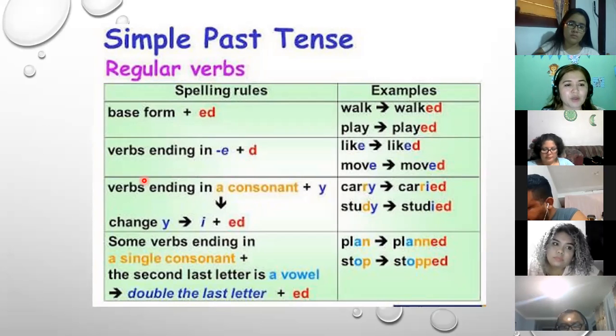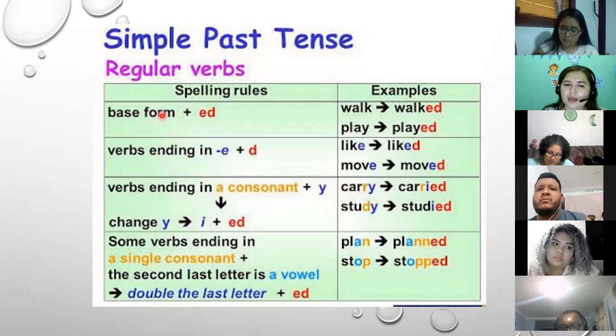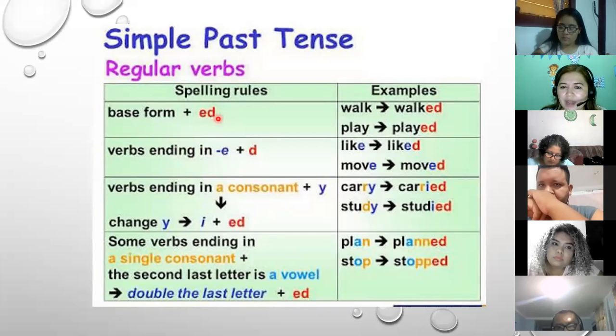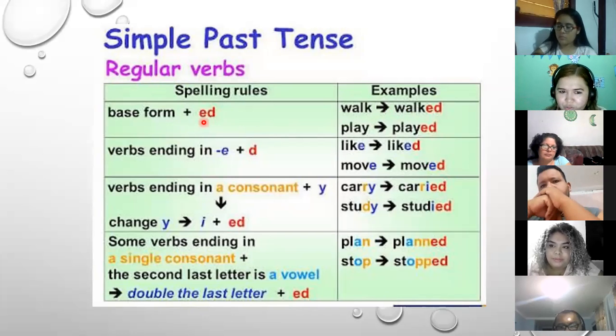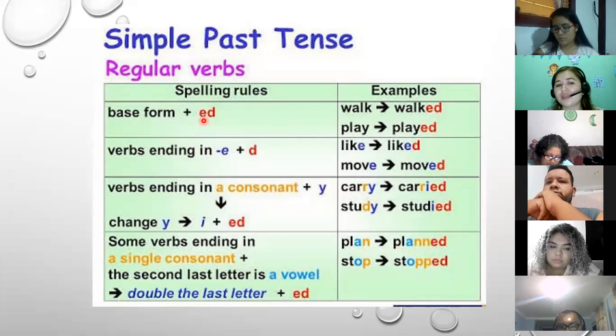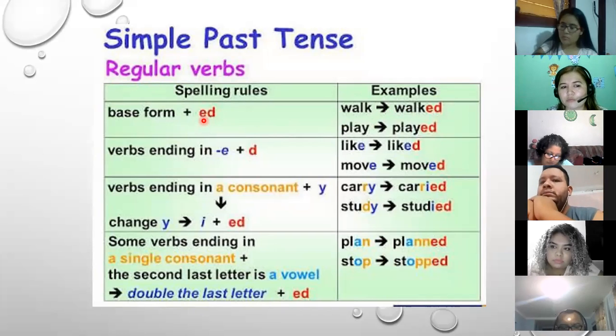If we have a verb in the base form, we need to add the ed. A la mayoría de verbos se les agrega ed, a la mayoría, no a todos, okay? It's not all the verbs, but most of them. To make the verb form in past, we need to add the ed at the end.